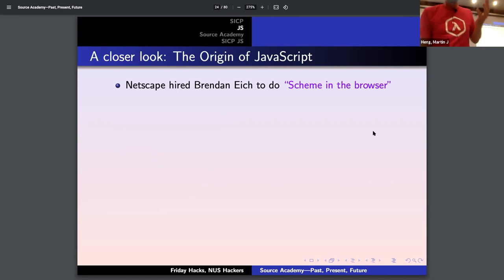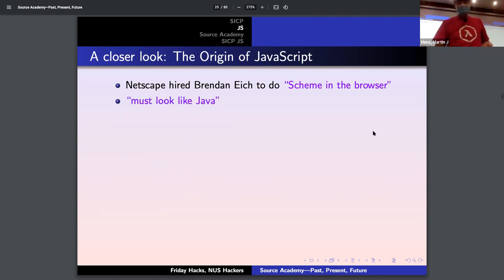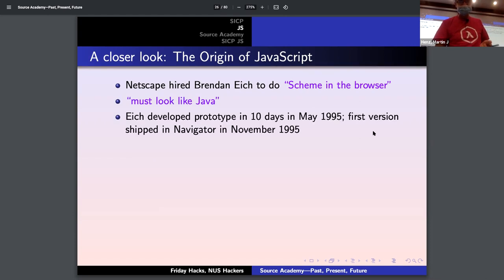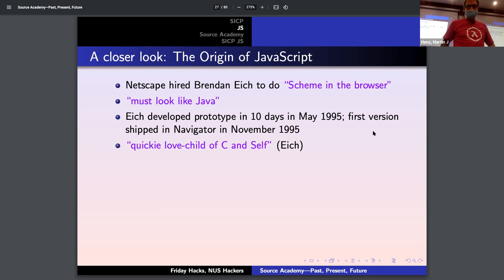The origins of JavaScript: Netscape commissioned the language from Brendan Eich. They hired Brendan Eich, and with the hook, develop Scheme on the browser. It must look like Java. And he developed the prototype within 10 days. So that was in May 1995. The first version of JavaScript shipped in the Netscape Navigator in November 1995. So because of the rush, the commercial pressure, he couldn't gather a team of experts. He just did what he thought was right.